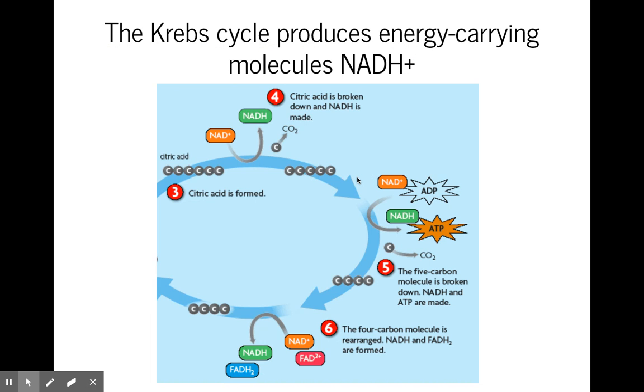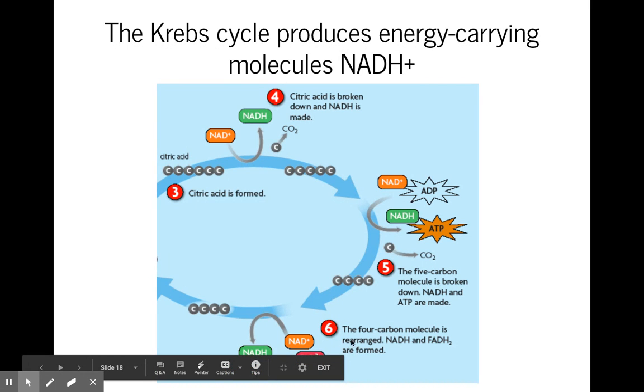As we said, the Krebs cycle produces the energy-carrying molecule NADH. So as we said, this is a series of chemical reactions. So citric acid is broken down and NADH is made, as we see here. Citric acid is made. Another NADH comes in and strips off a hydrogen. Another NADH and FADH come in.